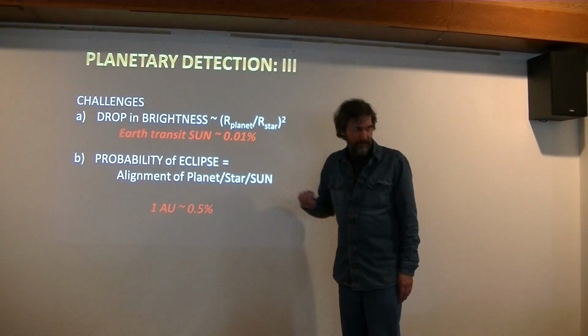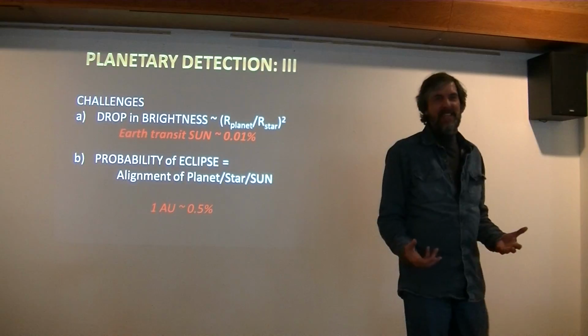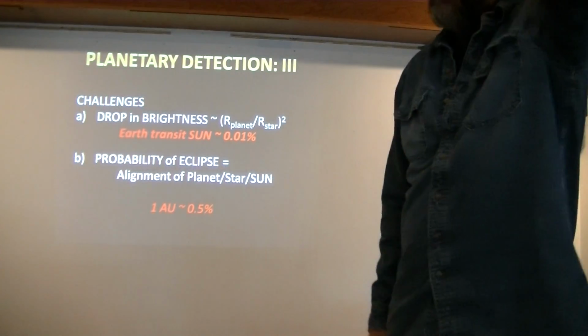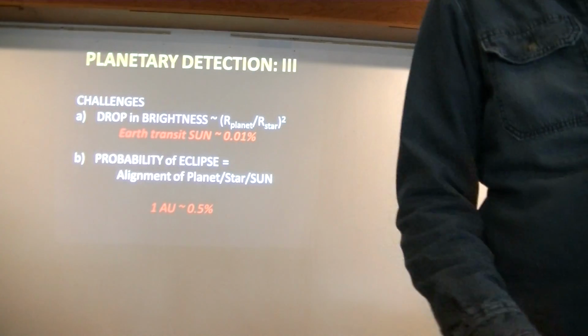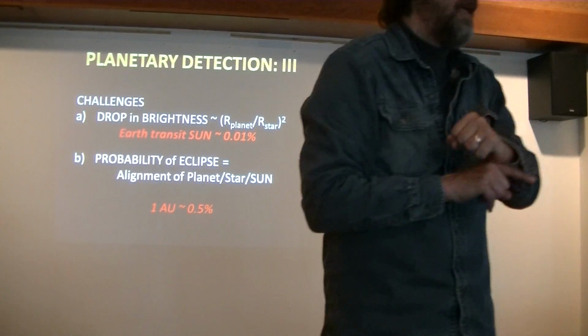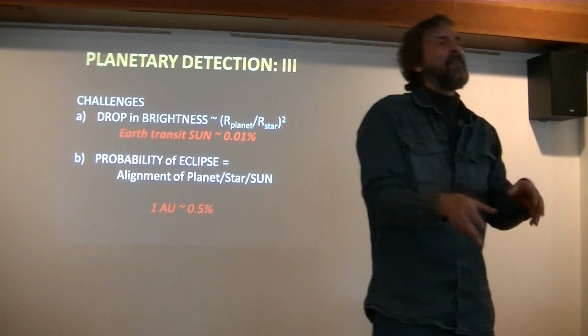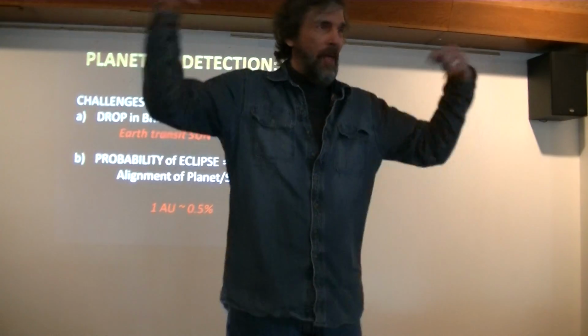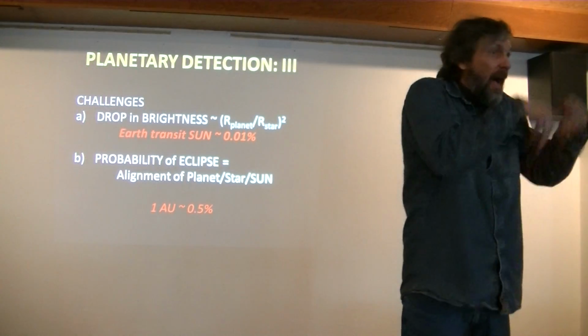Second problem. How likely is it you'll actually get an eclipse? Again, to get an eclipse, you got to be edge on. Planet, here's the plane, the planet goes like this, and you're lined up straight on, edge on with the planet. It turns out that the probability depends upon how far away the planet is from the star. The further away it is, the smaller the probability. The closer it is, the higher the probability.